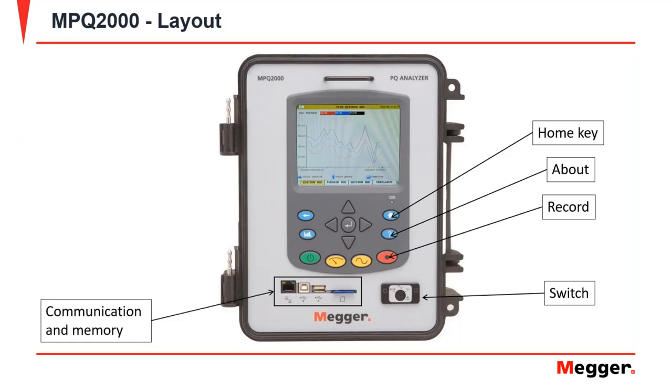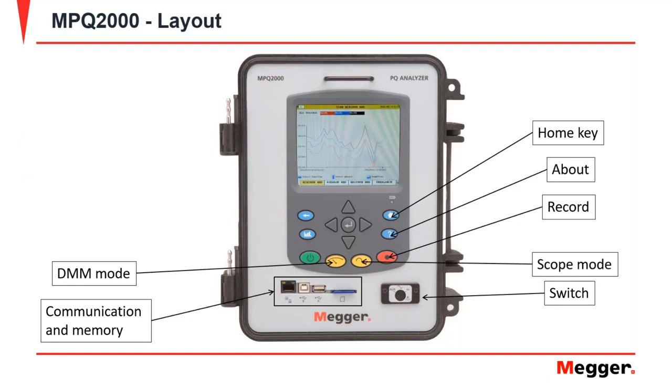Here's the communication and memory section. Here you see ports for Ethernet connection and USB Type B connection. You see a USB Type A port for USB sticks, and you also see an SD card slot. As I told you earlier, all the test data is stored on the SD card. The internal memory of the unit is only meant for setup files. There are two yellow shortcut keys there, because there are two modes in which information can be viewed. There's the DMM mode, in which you can look at numbers, and there's the scope mode, in which you can look at waveforms. The green key is to power on the unit.